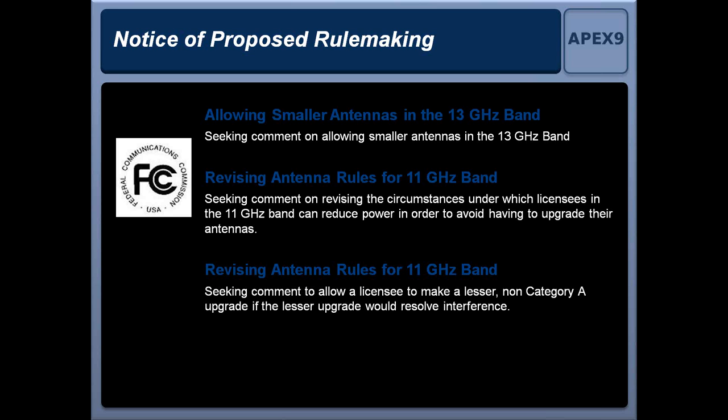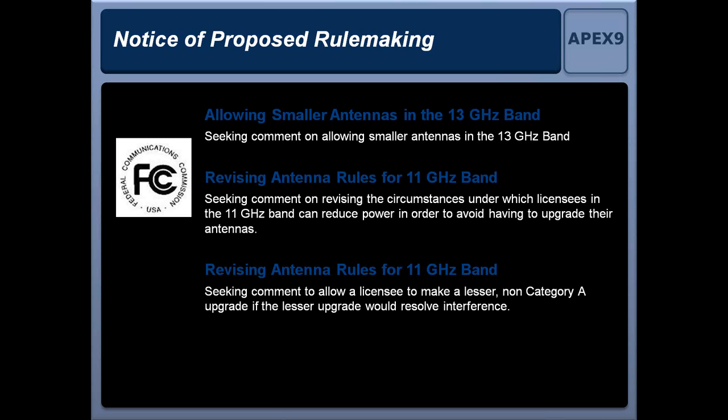So the first thing is smaller antennas in the 13 gigahertz band. We've discussed 6, 11, 18, and 23 gig. For 13 gigahertz, there's some discussion on allowing smaller antennas in that band also. There's also a discussion of antenna rules regarding specifically how Class B or Category B antennas are handled in the presence of interference. So they're talking about maybe there are options where, instead of having to upgrade from a Class B to a Class A, you can perhaps reduce the power or upgrade to an intermediate type antenna to mitigate interference.